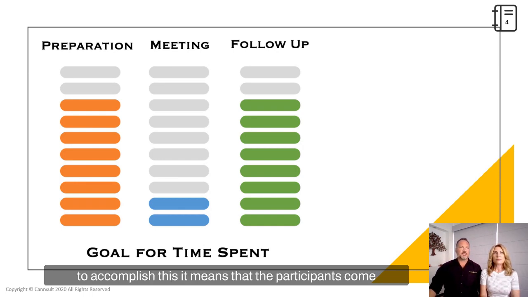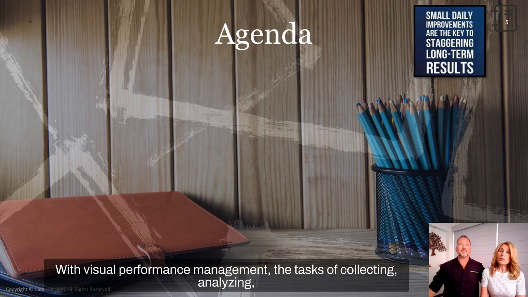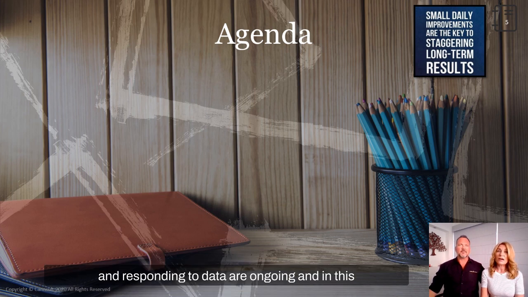And to accomplish this, it means that the participants come to the meeting prepared with information so that decisions and actions can be discussed and decided swiftly. This means that the majority of action and work takes place before and after the meeting. This includes the analysis of data. The data owner should be prepared to share the story of the data with the meeting participants, not to analyze it together in the meeting itself. With visual performance management, the tasks of collecting, analyzing, and responding to data are ongoing.